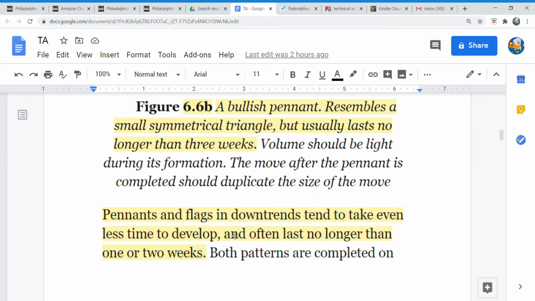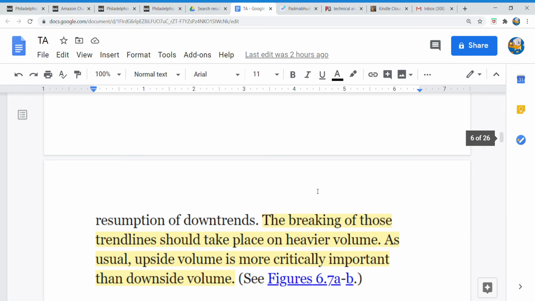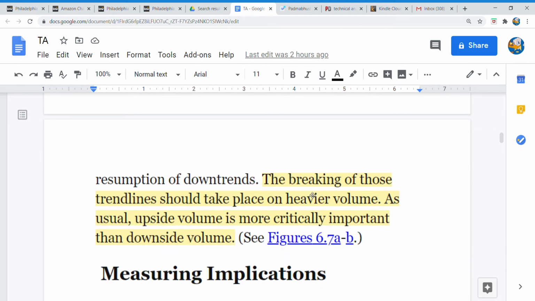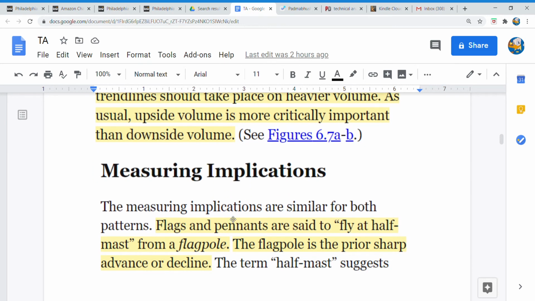Pennants and flags in downtrends tend to take even less time to develop and often last no longer than 1 or 2 weeks. Both patterns are completed on resumption of the downtrend. The breaking of those trend lines should take place on heavier volume as usual. Upside volume is more critically important than downside volume.